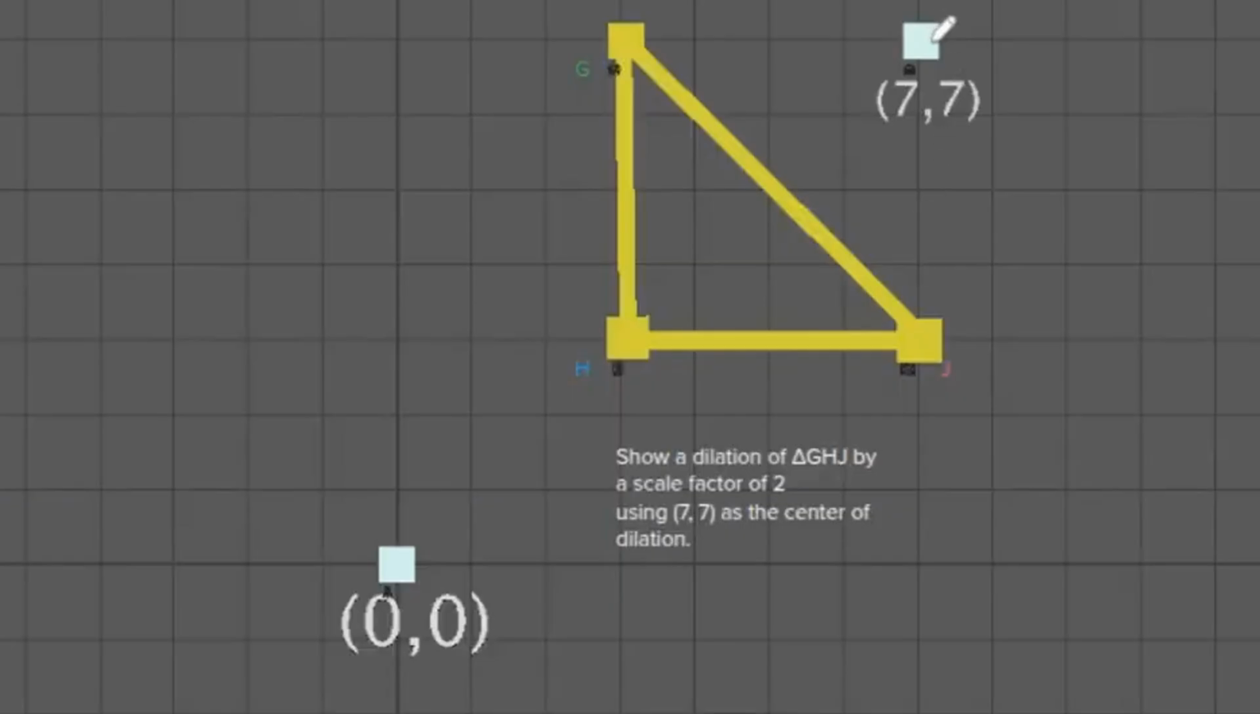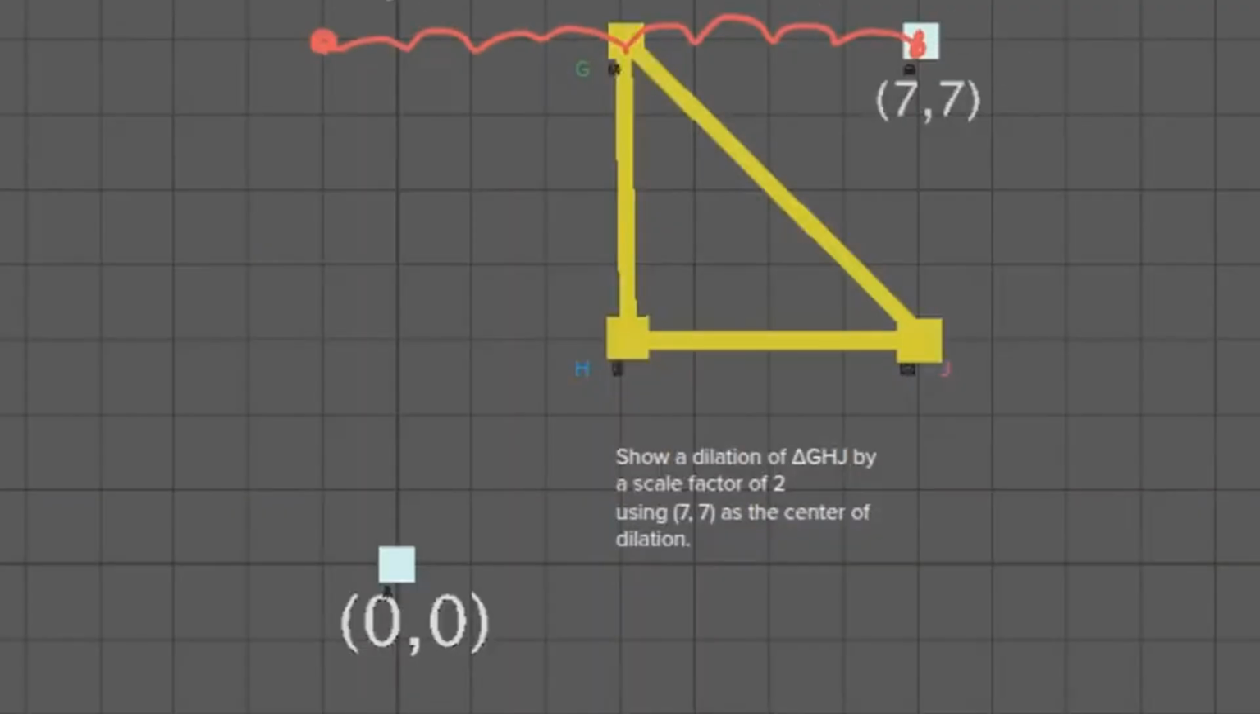Okay. So whenever we have a center of dilation, we start at the center of dilation. So we're going to start here, and we're going to go to one of the points. Let's start with G. So we're just going to count 1, 2, 3, 4, and we got to G. But now we have to multiply it 2 times because the scale factor is 2. We already did it once, so we just have to do it one more time. 1, 2, 3, 4. And here is our new G.